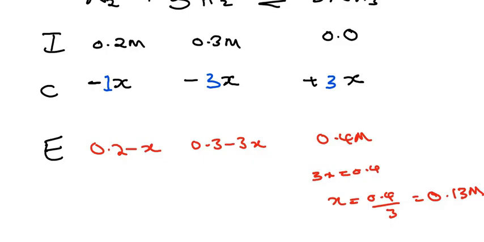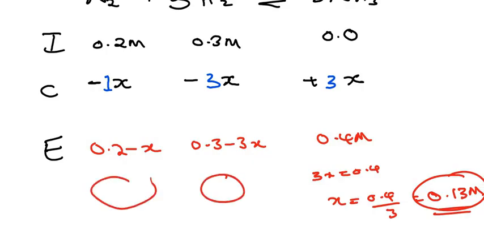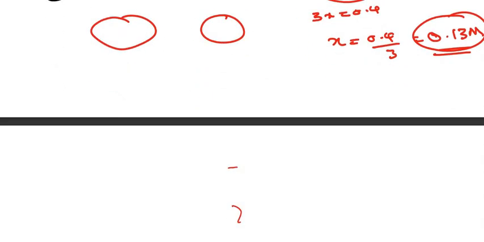Once you get your answer, 0.13 molarity, you replace it here. So we just say the actual values at equilibrium. You know your X, so you can put it here. You get the value of this one at equilibrium. You get your value here at equilibrium. Then you already have this one at equilibrium. You can now get your Kc.